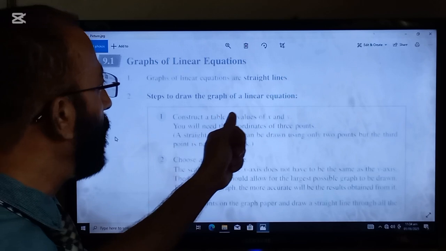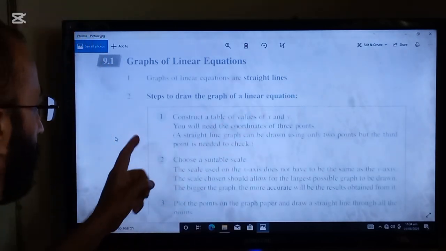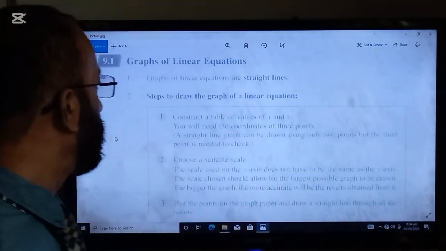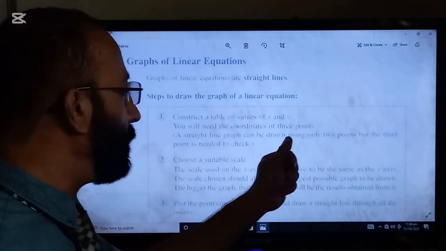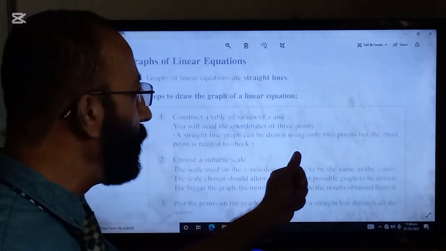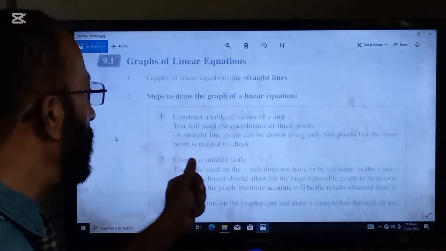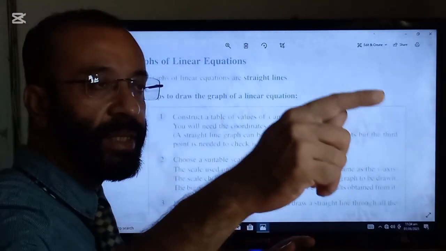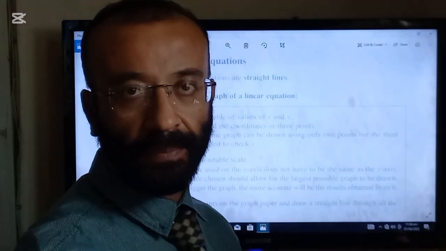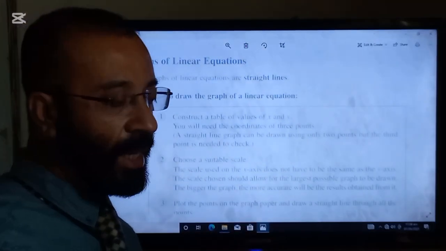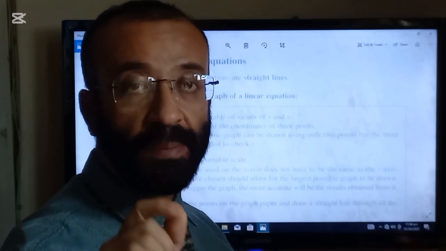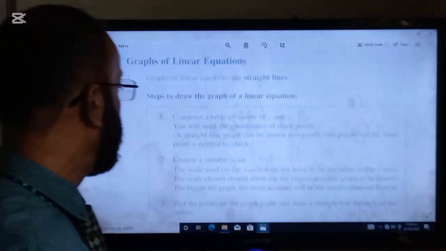And steps to draw the graph of the linear equation are: first step will be construct a table of the values of x and y. You will need the coordinates of the 3 points. A straight line graph can be drawn using only 2 points, but the third point is needed to check whether your line is straight or not. This is the reason for the third point. Otherwise, the straight line can be made with the help of the 2 points. But remember, you people will always make 3 points in your table.